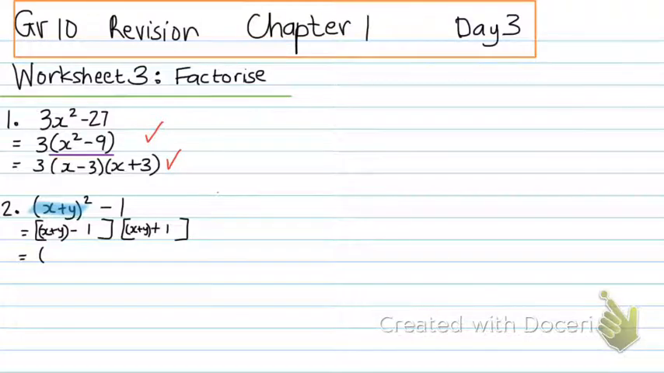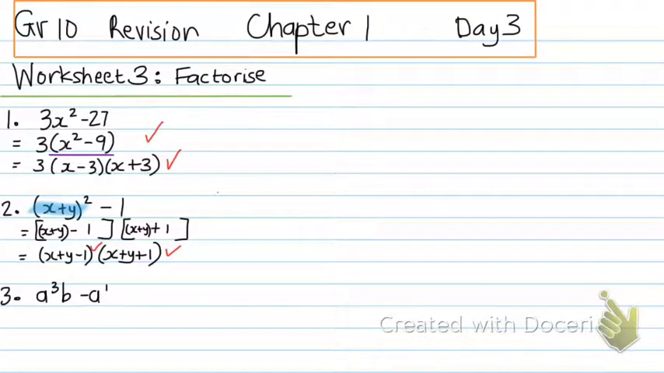Then I have to simplify a little bit to get rid of all the brackets. So it's going to be (x plus y minus 1) in the one bracket and then (x plus y plus 1) in the other. Number 3, a to the power 3 b minus a b to the power 3.